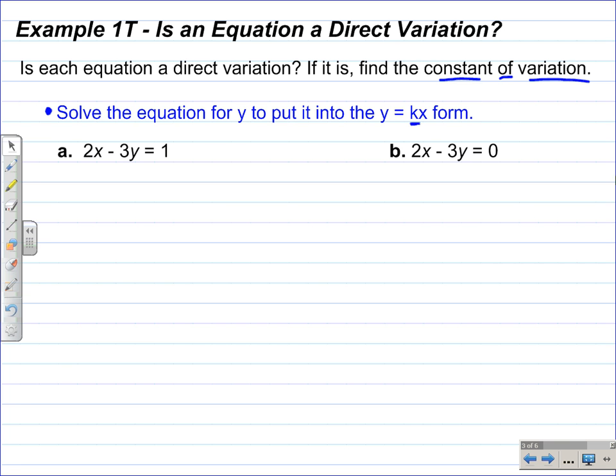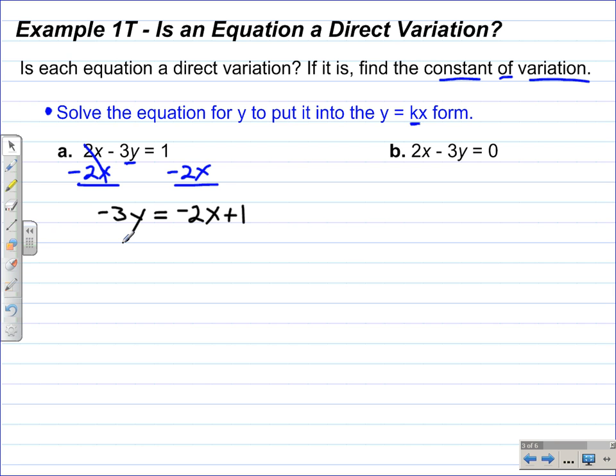So let's take a look at our first example. Remember, to determine if this is a direct variation, we want to solve this equation for y. So we want to use our addition, subtraction, multiplication, and division rules of equality to help us do that. So we want to get the y isolated on one side of the equal sign. So we're going to first subtract this term 2x from both sides. When we do that, the 2x's on the left go away, leaving the negative 3y on the left of the equal sign. And on the right, watch how I write this. I have 1 minus 2x, but I'm going to rewrite that as this: negative 2x plus 1.